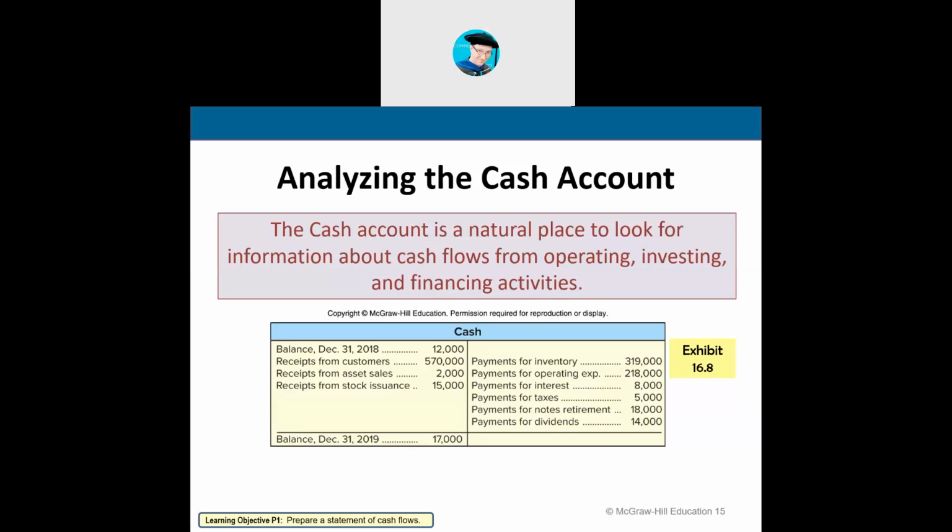The cash account tells us the story of what cash is coming into the business and what it is going out of the business for. And the cash account essentially creates the statement of cash flows.